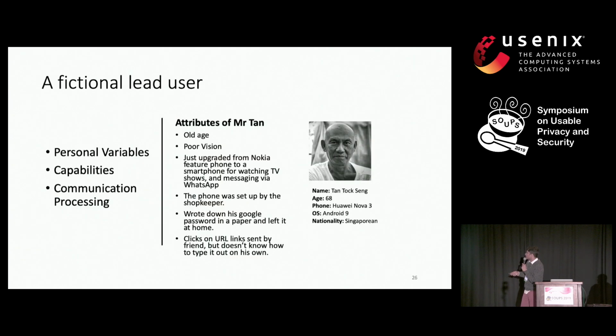So let's say I have a fictional lead user, a Singaporean elderly person. He just upgraded from a Nokia feature phone to a smartphone, but he doesn't have any knowledge about how to browse websites or how to set up his own Google account. Maybe the shopkeeper set it up for him and he wrote down the password. So he doesn't even know how to manage it, but he's still using this smartphone. So when we empathize with this user, we will definitely consider what failures he might experience. And this could potentially benefit the general population as well.